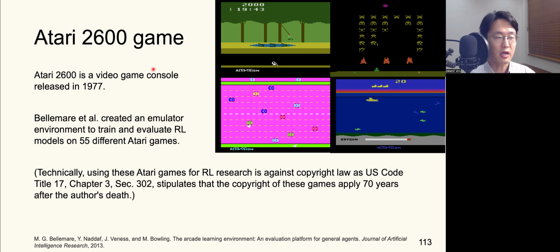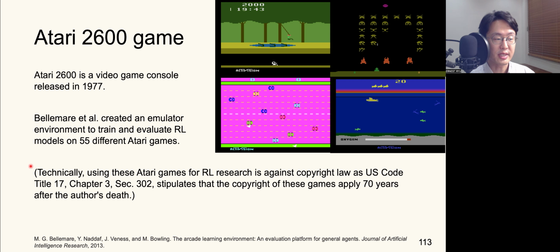All right, so let's talk about some applications of the A3C algorithm or the A2C algorithm. The Atari 2600 is a video game console that was released in 1977. These are the kind of video games that were played on the Atari 2600 console, and under modern standards, they are pretty simple video games. Now, in this paper by Bellemare et al., the authors created an emulator environment to train and evaluate reinforcement learning models on 55 different Atari video games.